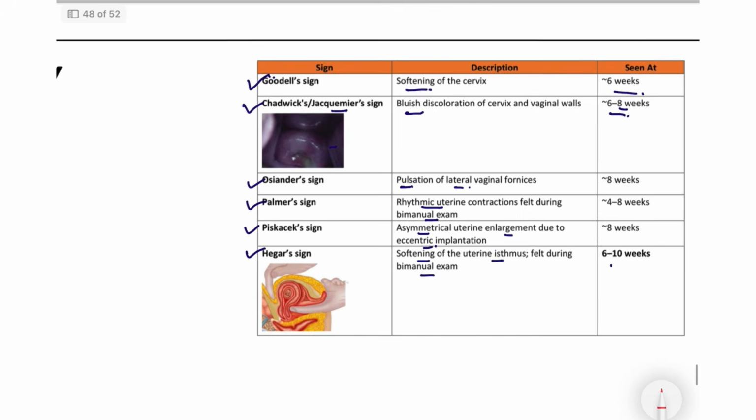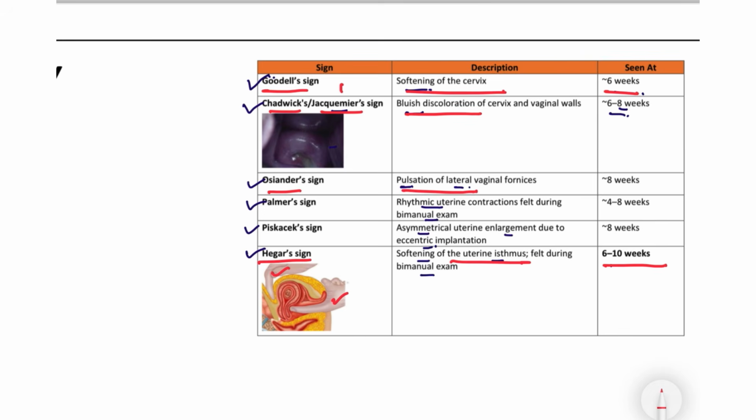And some of the important signs. Goodell sign is at 6 weeks, softening of the cervix. Hegar sign is the softening of the uterine isthmus. So Goodell sign is the cervix, Hegar sign is for the uterine isthmus. So bimanual is for the Hegar, only one hand is for the cervix, and it is also around 6 to 10 weeks. Chadwick or the Jacquemier sign, bluish discoloration of the cervix.